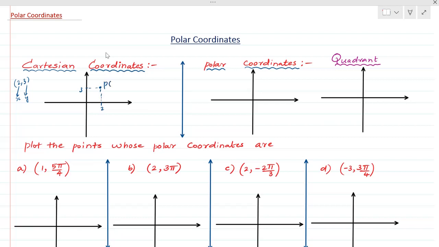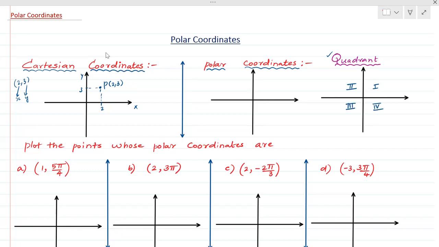This is the Cartesian coordinate, where you are dealing with x and y. Whereas in the polar coordinate we are discussing the angle and the length, r comma theta. Before going to the polar coordinate, let us check the quadrants. We call them the first quadrant, second quadrant, third quadrant, and fourth quadrant.